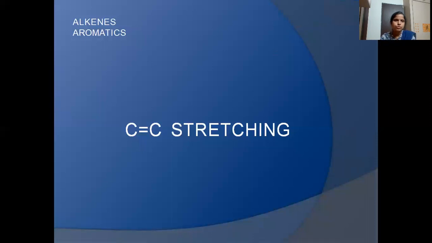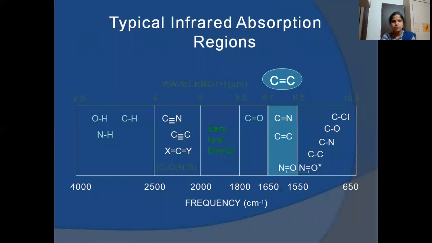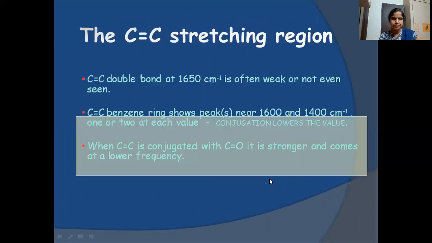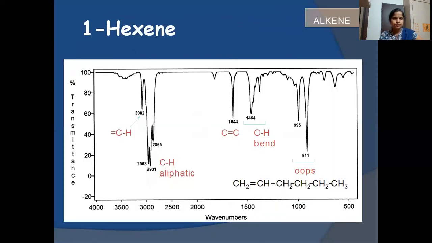So now we'll go to the next stretching vibrations, that is C double bond C. C double bond C, we can find in alkenes as well as aromatic groups. The region is from 1550 to 1650. We'll take the example of hexene. Double bond CH, again this also we covered in our last class.